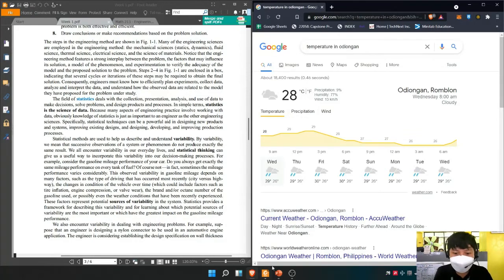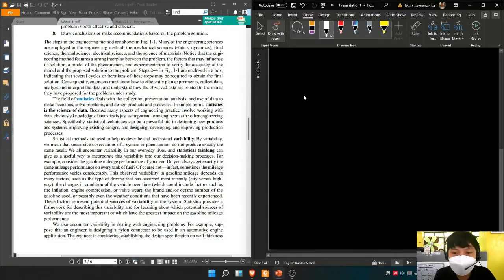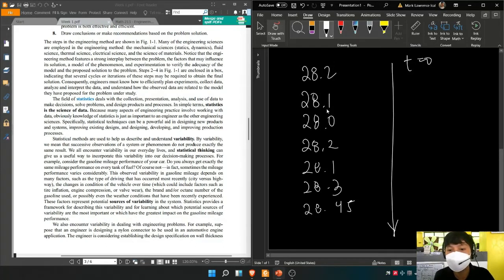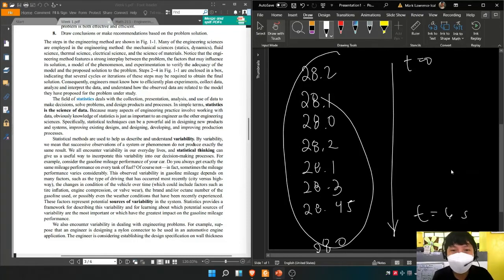Mga slight differences. So, even if 28.1, 28.0, 28.2, 28.2, 28.1, 28 point, let's say 3, 28.45. So let's say this is at time equals 0, and this is 1, 2, 3, 4, 5, 6, and this is 6 seconds, right? So let's say every second the temperature reading is changing. So at 7 seconds, hindi na siya 28.45. Let's say 28 na siya. You know, so ano ba talaga? So the question is, what kind of data are you going to use?